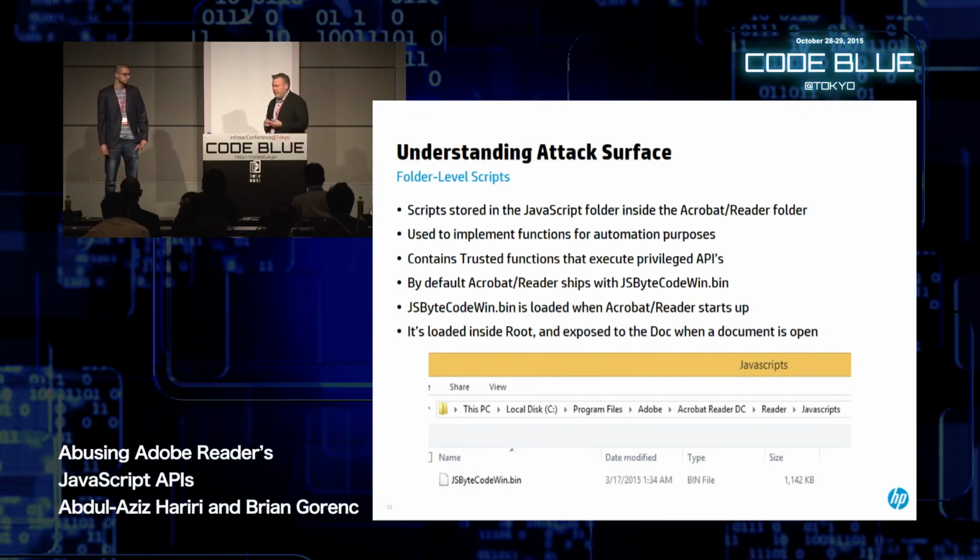jsbytecodewin.bin. And in this bin file, there is a set of JavaScript APIs that get loaded up on application initialization, and they contain trusted functions which have privileged functionality. All of this will become very important for us when we start doing our vulnerability hunting. All of these APIs are loaded into the root context upon application start. They are exposed to the document author through the doc context, exposed to the doc when the document is open.